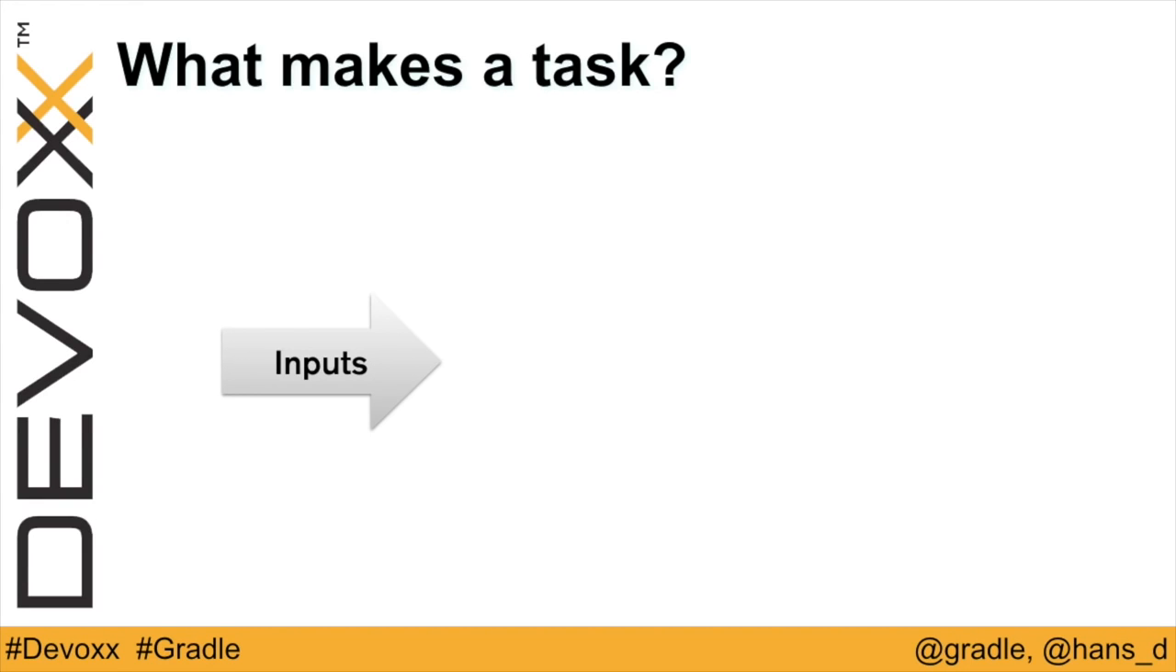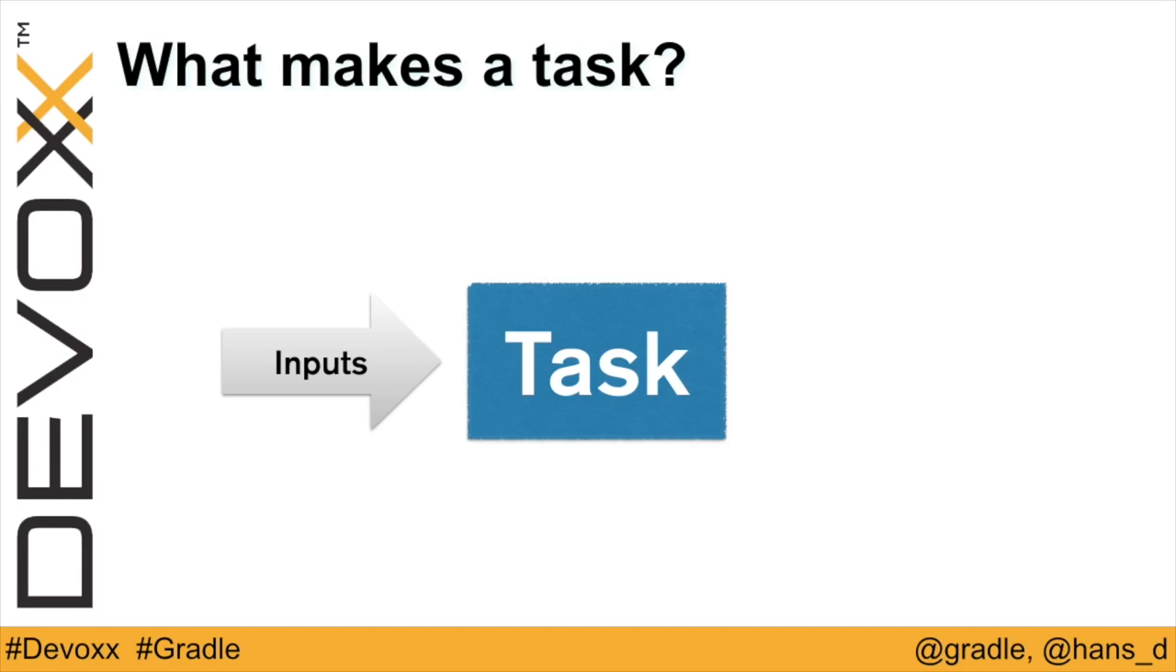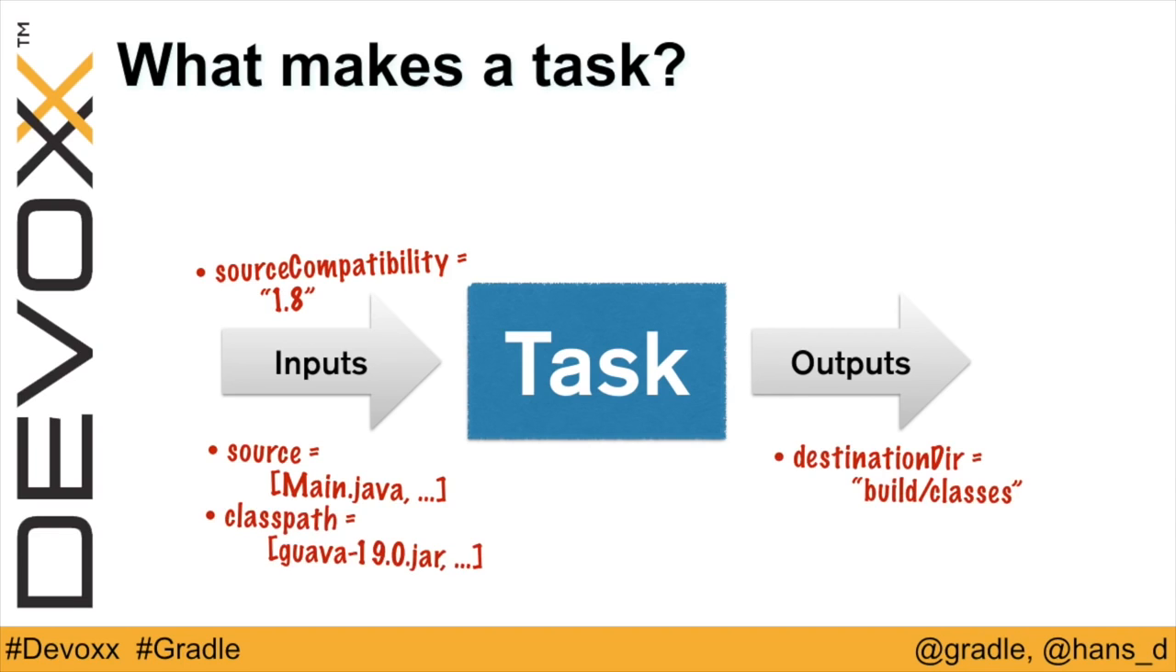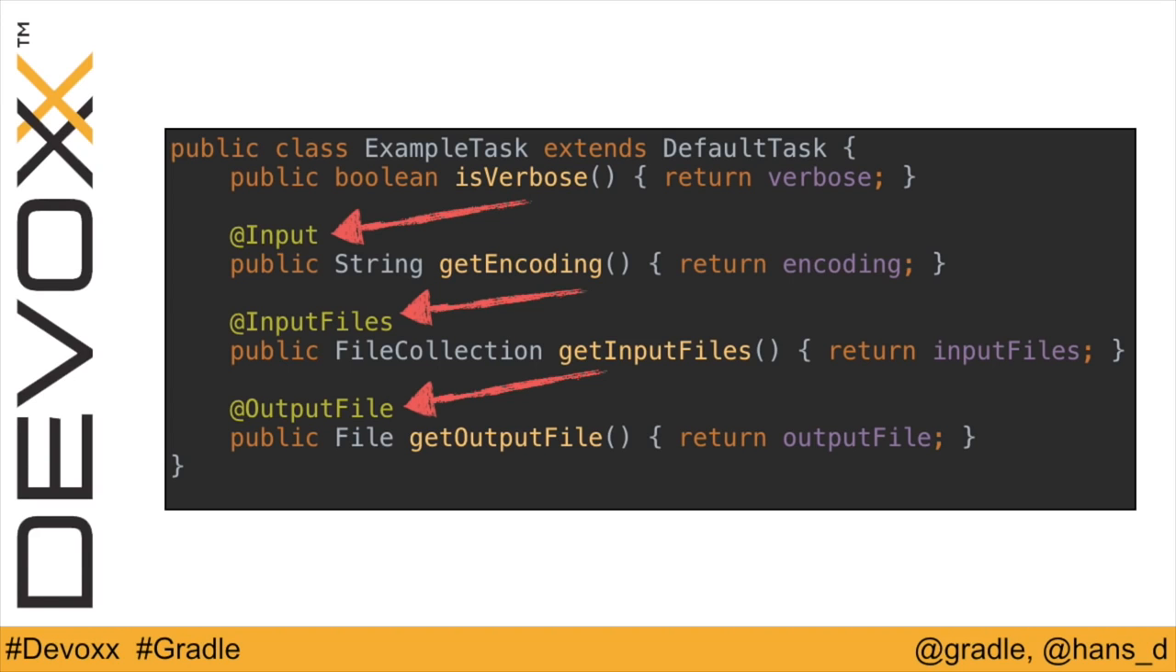Every Gradle task has inputs. Then it has the actual implementation, the actions, the compile, the testing, and it has outputs. For the Java compile task, source compatibility would be an input configuration property, the sources would be an input, and the classpath would be an input. And the output would obviously, in this case, be the compiled classes. Inputs and outputs have been explicitly modeled in Gradle for a long time.